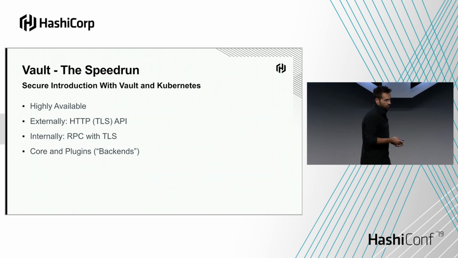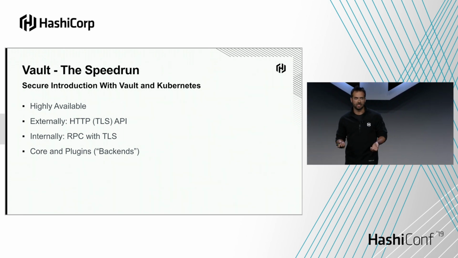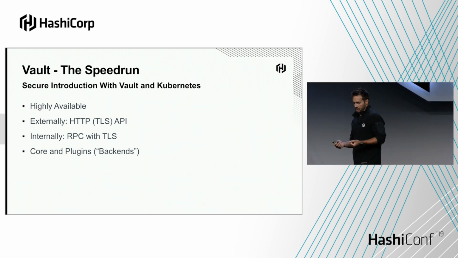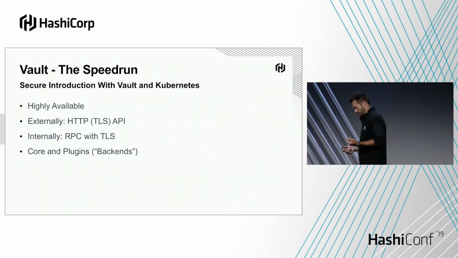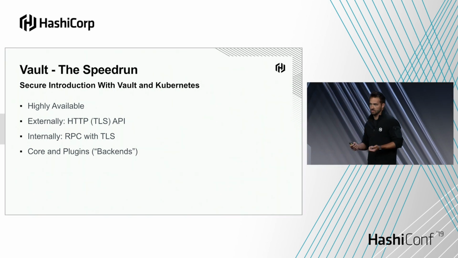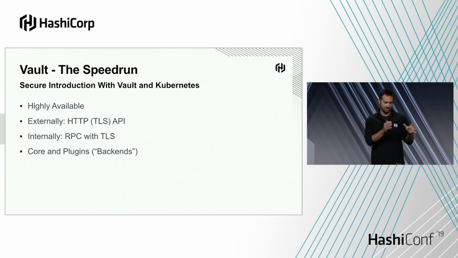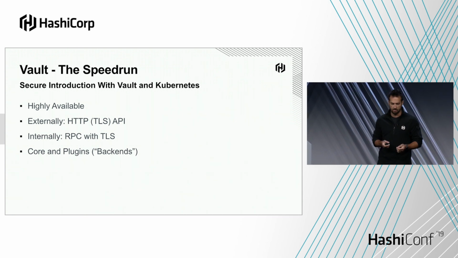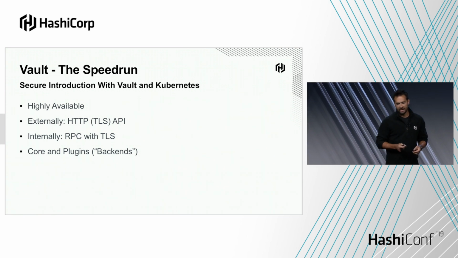Externally, you communicate with Vault over an HTTPS API. You don't need a special SDK or something. It's all HTTP. Internally, it's very similar to Consul and Nomad in that we use RPC to separate a set of core functionality from extendable backends, as we call them. Core and plug backends.